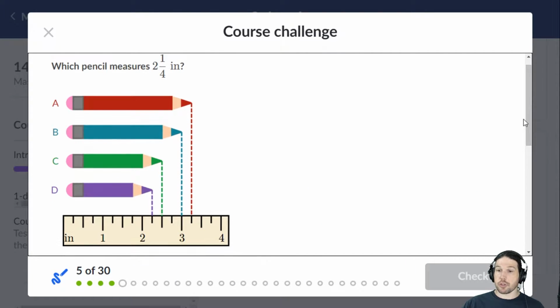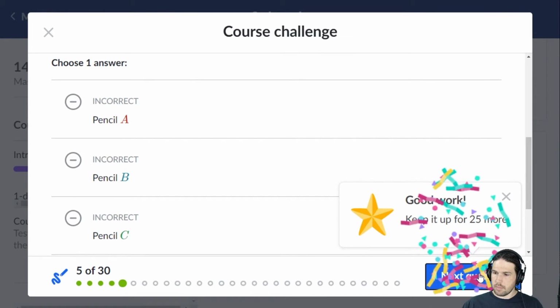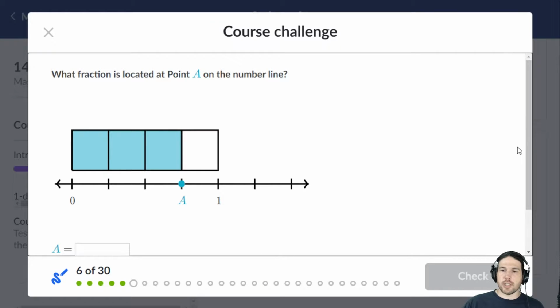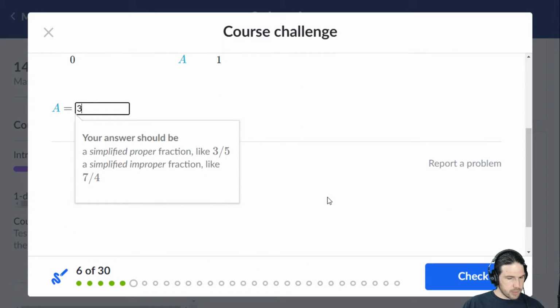Which pencil measures 2 1/4 inches? That would be that purple one there, D. Which fraction is located at point A on the number line? What fraction is that? Looks like 3/4 to me.